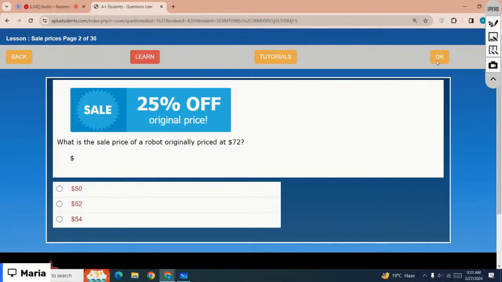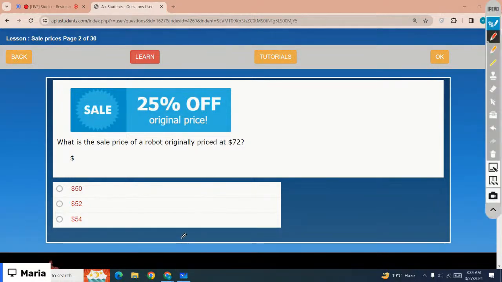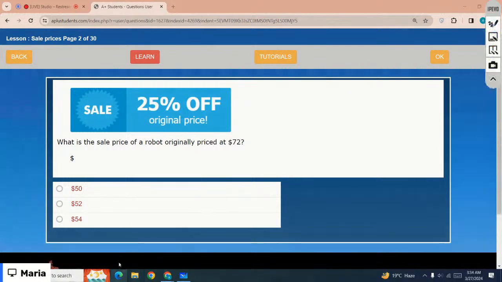That means you have $18 off. So 72 minus 18 is 54. The correct option is $54. You can please check again. Hold on, let me just check. 72 times 0.25 is 18, right? And 72 minus 18 is $54. The correct option is 54, right? Be careful when you are doing the calculations.